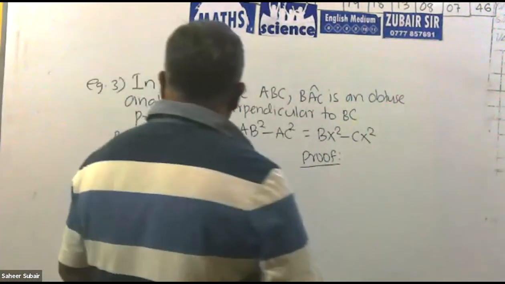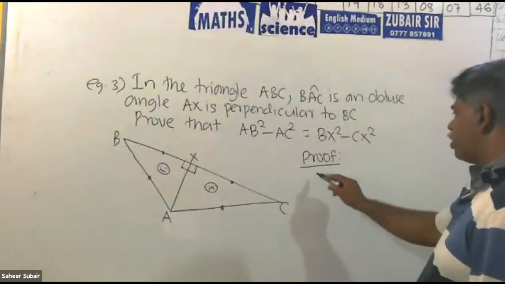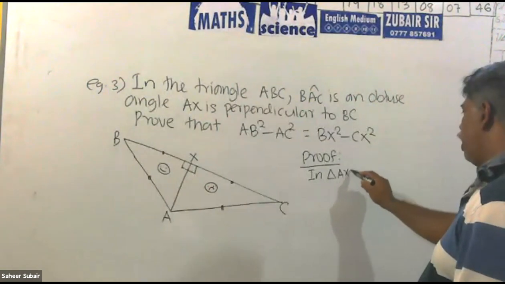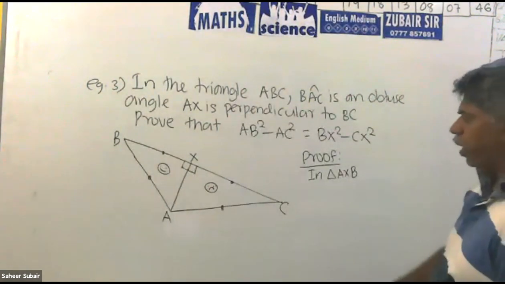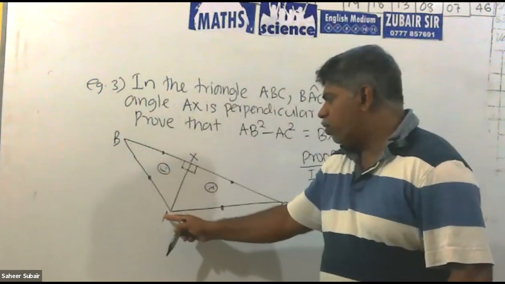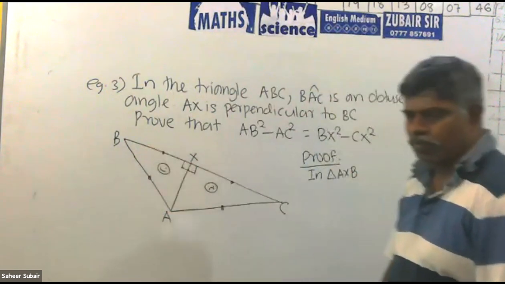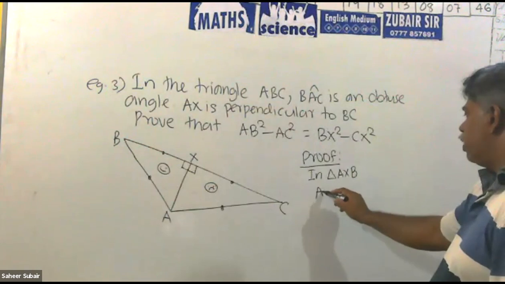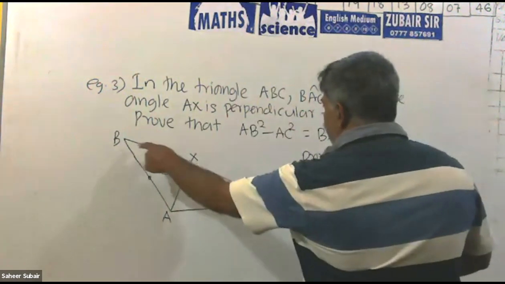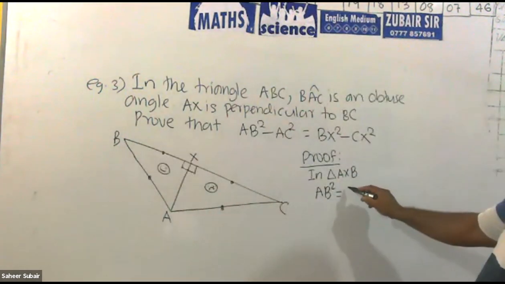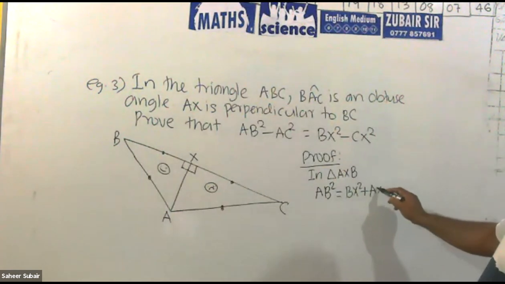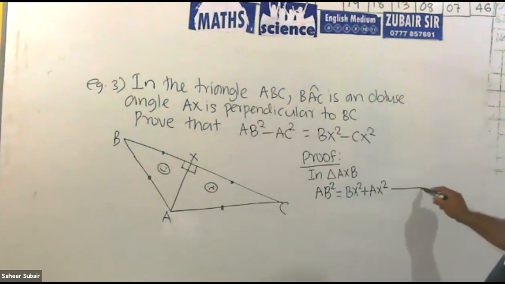First, take this triangle ABX or AXB. So in triangle AXB, according to Pythagoras theorem, hypotenuse squared is equal to the sum of the other two sides squared. Then the hypotenuse is AB. So AB squared is equal to BX squared plus AX squared. So this is one result.